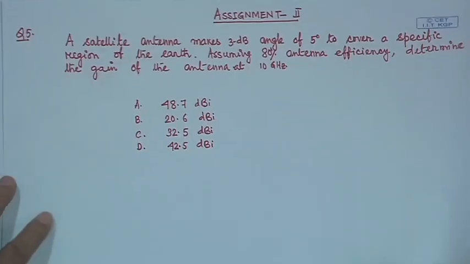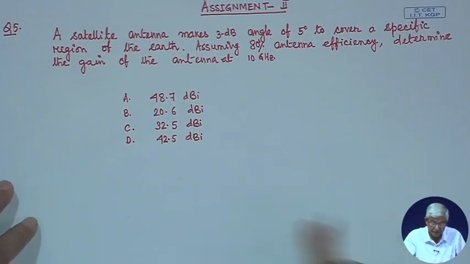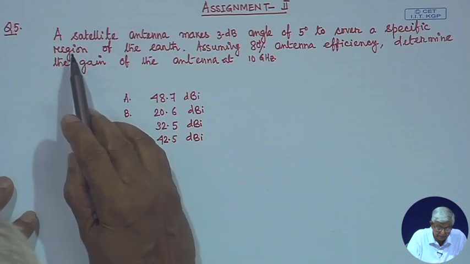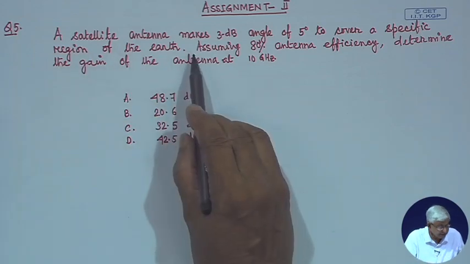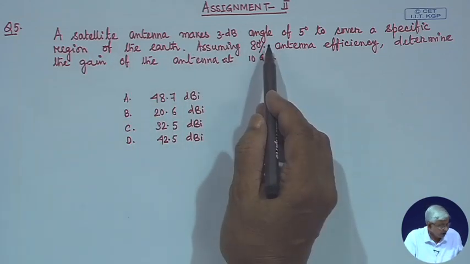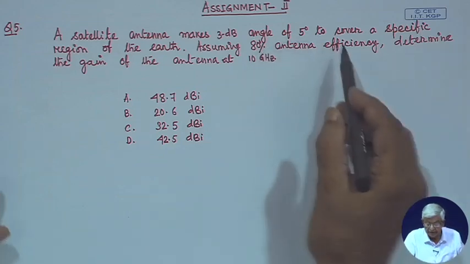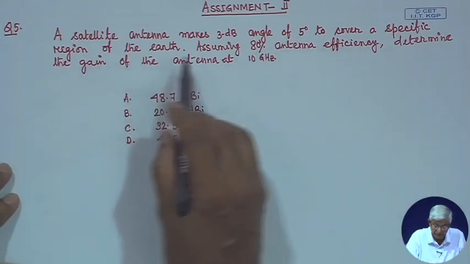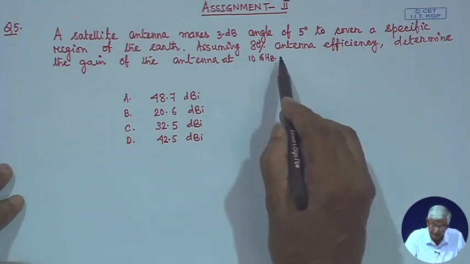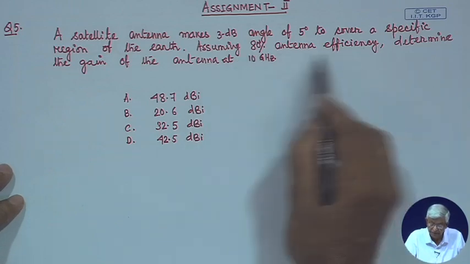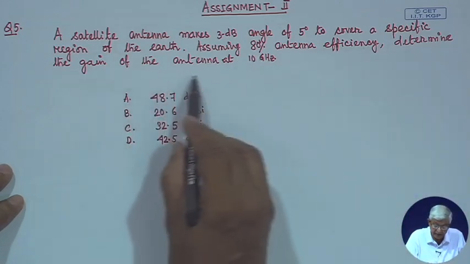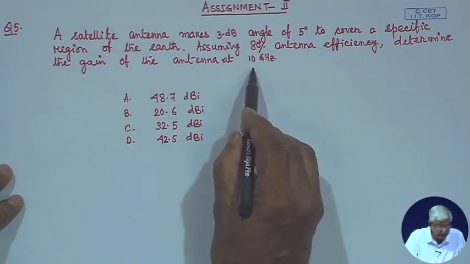Okay. Let us take the next problem, which is: a satellite antenna makes a 3 dB angle of 5 degree to cover a specific region of the earth. Assuming 80% antenna efficiency, quite high, determine the gain of the antenna at 10 gigahertz.